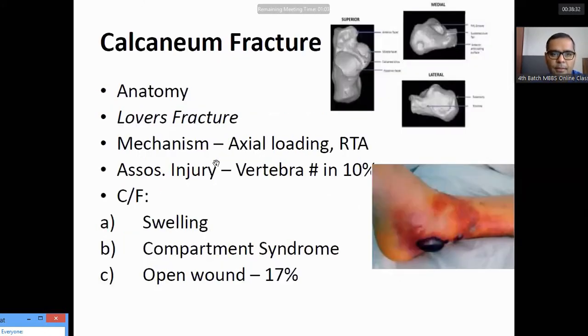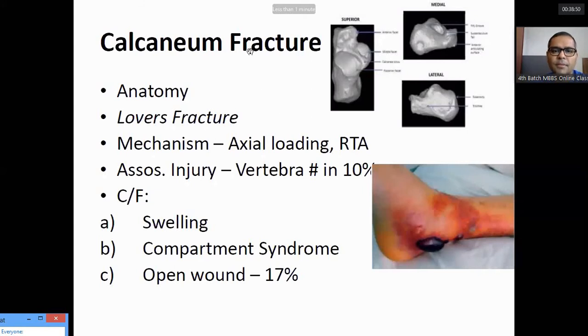Okay. Actually, these ankle fractures are, though Talus is less common, ankle fractures we commonly see in your clinical posting. So this is a very common fracture we see in our emergency. So you will get to see a lot of cases in this.